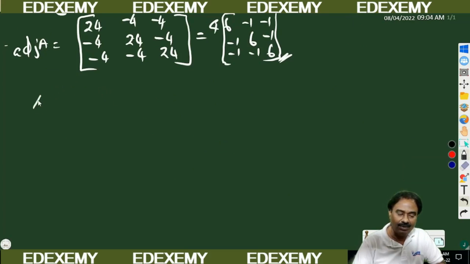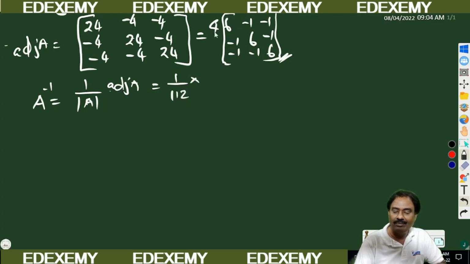A inverse is equal to 1 by determinant of A into adjoint of A. This is the formula. Now, to substitute the values of determinant, adjoint, everything, 1 by, what is the determinant value? It is 112. Now, this adjoint, we will put it here.